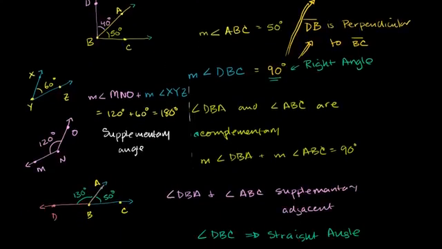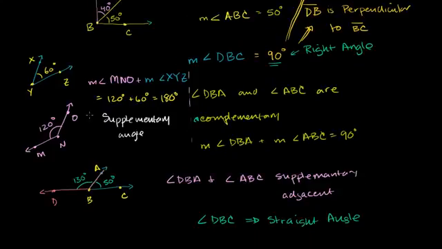And then if you have two angles that add up to 180 degrees, they're considered supplementary. And if they happen to be adjacent, they will form a straight angle. Or another way, if you have a straight angle and you have one of the angles, the other angle is going to be supplementary to it. They're going to add up to 180 degrees. So I'll leave you there.